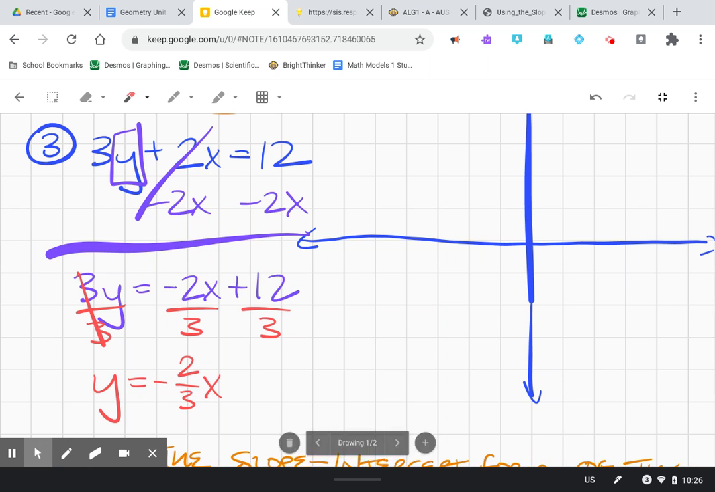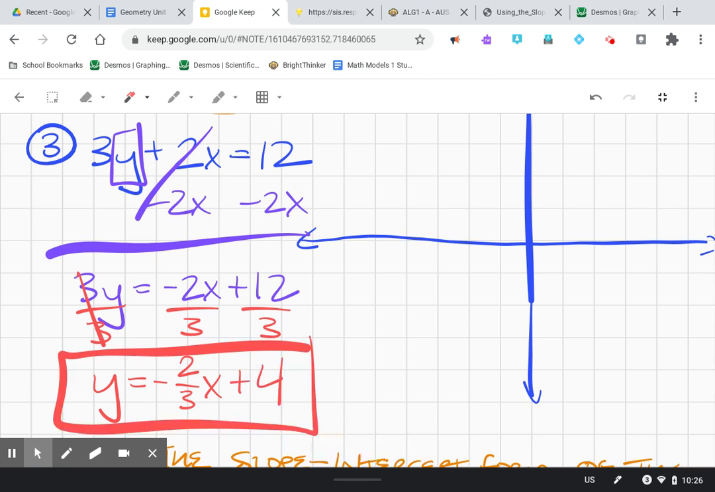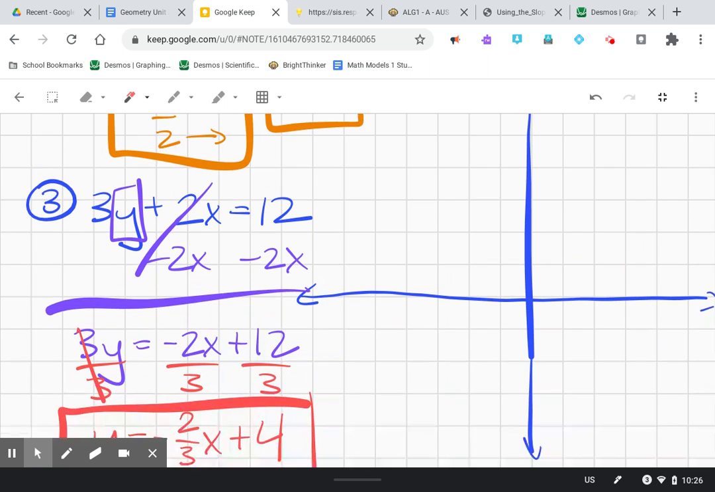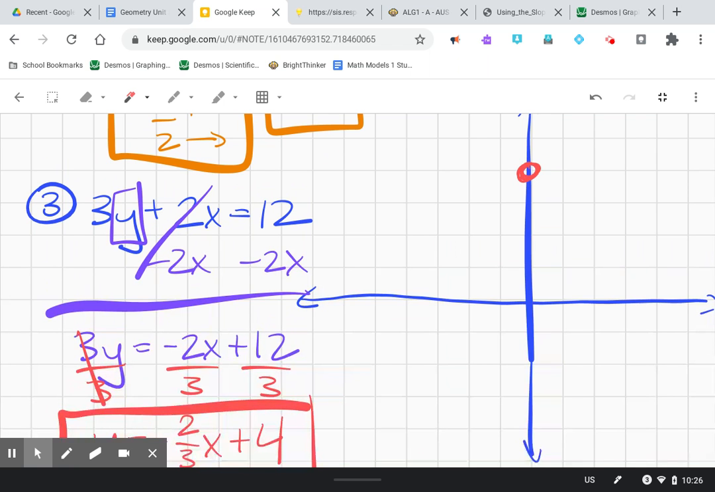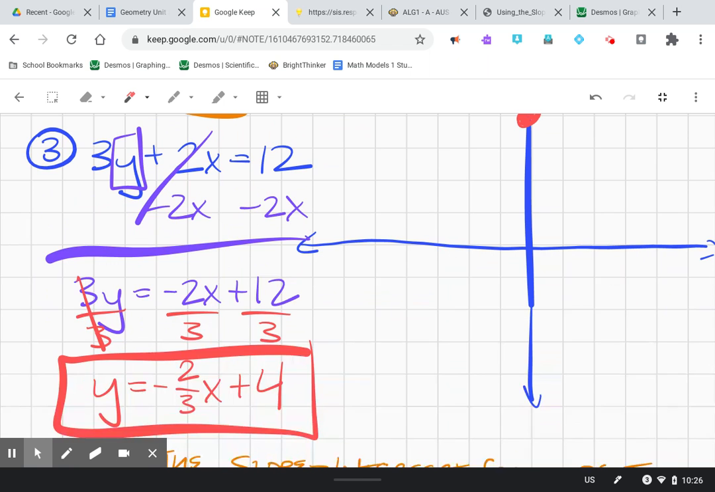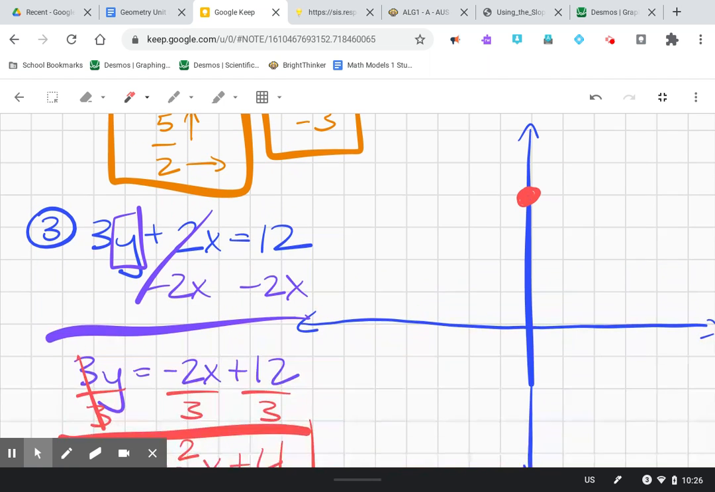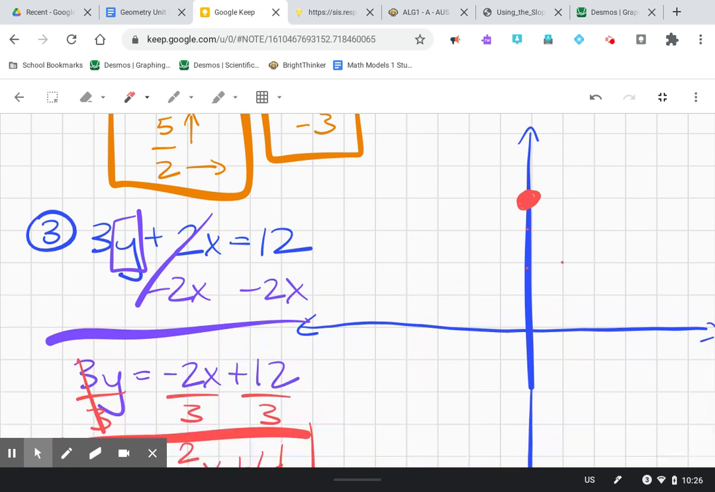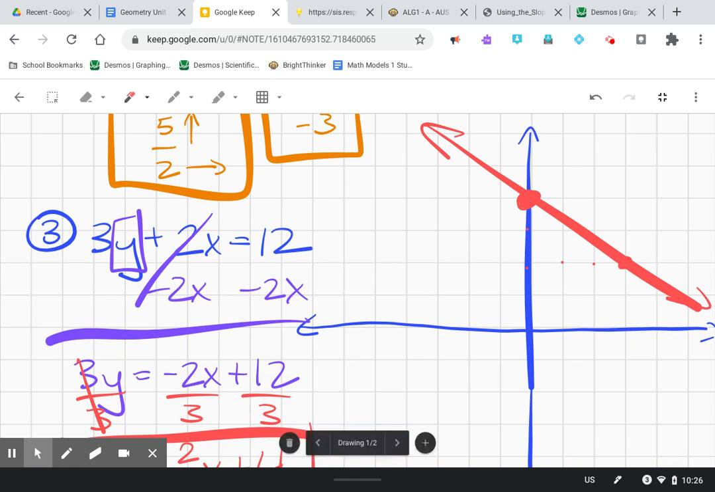2/3 x plus 12 divided by 3 is 4. So that's my slope-intercept form. My intercept is 4, so that's going to go right here. And I have a slope of negative 2 over 3, which is down 2 over 3. 1, 2, 1, 2, 3. And there it is. And so this would be my line right there.